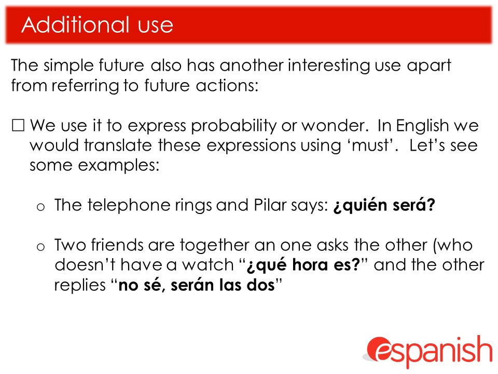The second example, two friends are together and one asks the other, who doesn't have a watch, what time is it? And the friend, because they haven't got a watch, they can reply, no sé, serán las dos, meaning it must be around 2 o'clock. Okay. A final example, if your mum says to you, where's your dad? And you're not sure where he is, you can have a guess and say, for example, estará en el jardín, so he must be in the garden.